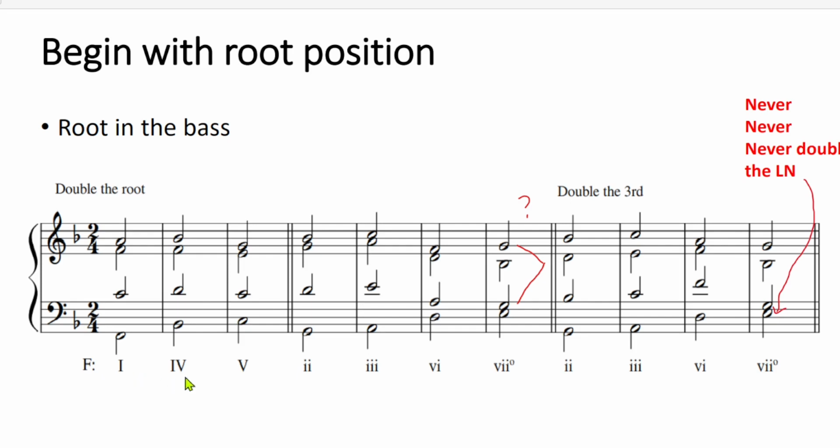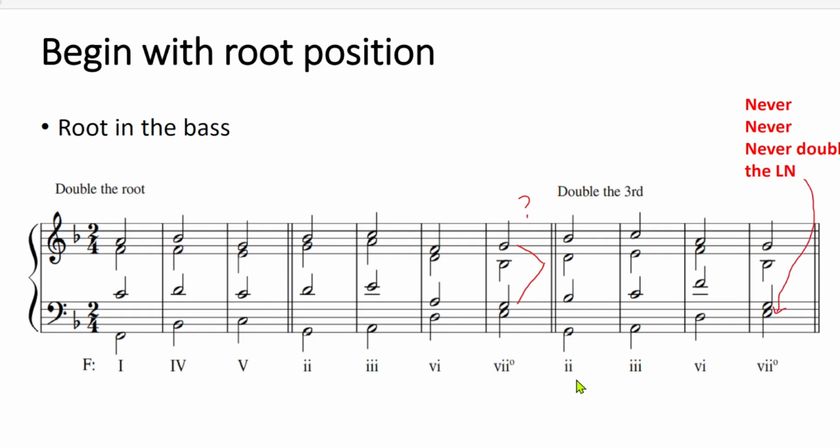Root position in the bass, primary chords 1, 4, 5, or secondary chords 2, 3, 6, we will double the root. F, F, A, C, B flat, B flat, D, F. C, C, E, G. The 2 chord is G, G, B flat, D. A, A, C, E. D, D, F, A. And when we come to the seventh chord, which is a diminished chord, we never double the leading note. So we cannot double the root. E, G, G, B, double the third will be the better choice.